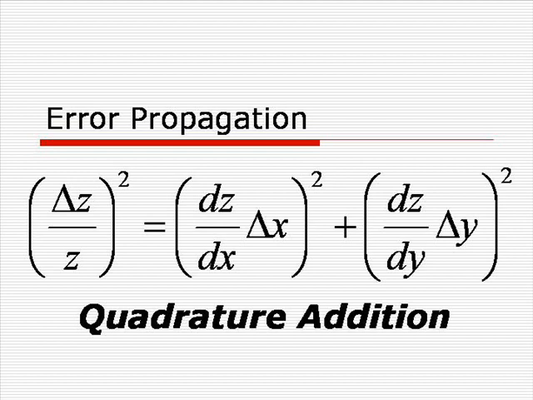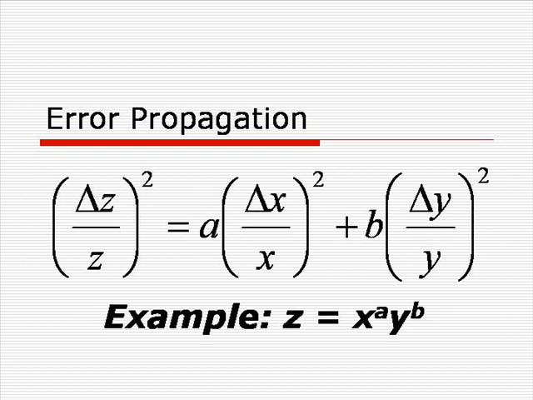This may look complicated, but it simplifies nicely for common formulas of z. If z equals x to the a times y to the b, then the formula for fractional error in z is delta z over z squared equals a times delta x over x squared plus b times delta y over y squared.